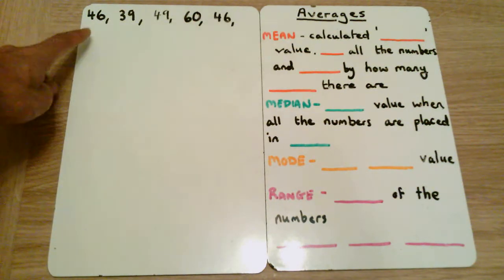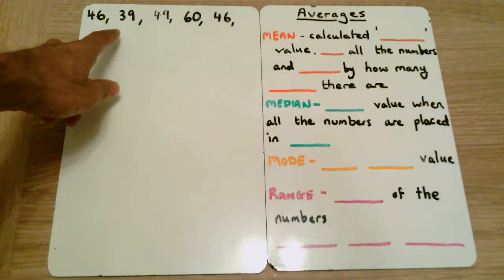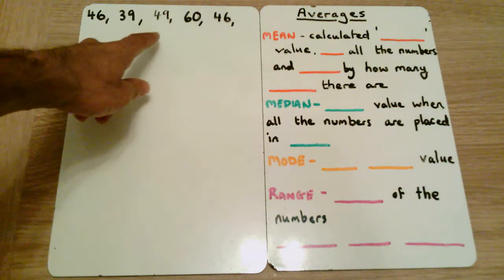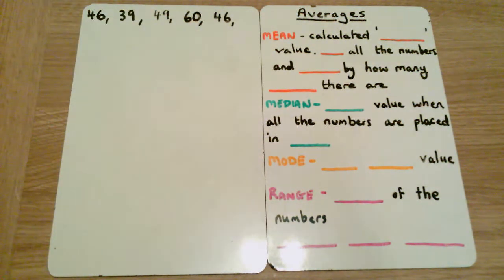We've got one which is 46 centimeters, one which is 39, one which is 49 centimeters, one which is 60, and then finally one which is 46 centimeters. Now the first thing we have on the right hand side is the mean. Now the mean is the general average which we are normally used to calculating when we talk about averages.